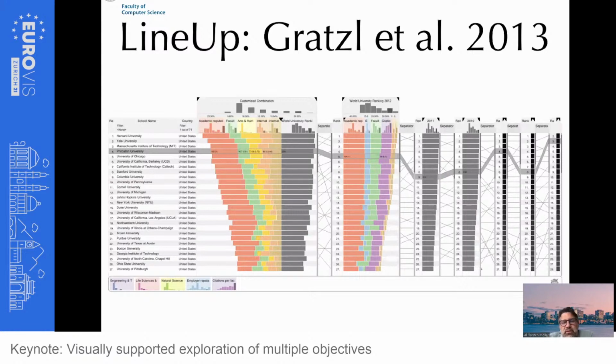But the beauty of LineUp actually is you can change the weightings. So you can look at a discrete set, a finite number of different weightings, and see, for instance, how one university, in this particular case, Princeton, that you are very interested in, how stable it is as you change the weightings of the objectives. See, it sometimes drops in the ranking, sometimes it goes up in the ranking. And it gives you a better idea about the stability and also about the quality of these items, in this particular case, the universities.